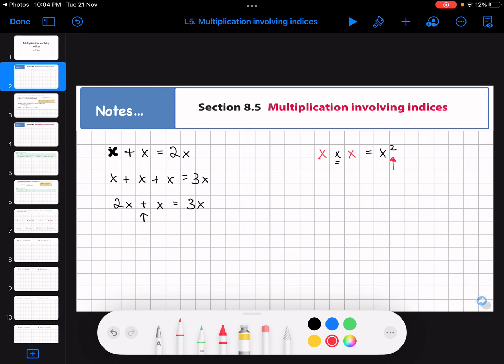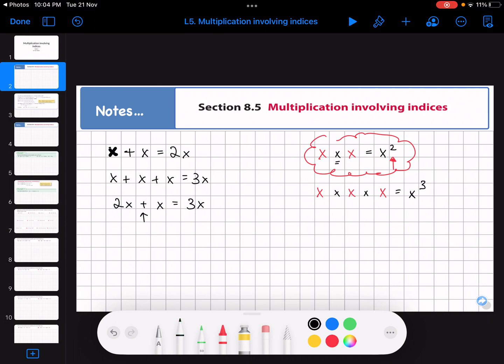If we have x multiplied by another x multiplied by another x, we will get x cubed. So we have 3 x's multiplying by it. So that's one of the first rules that we should know. x multiplied by x will give us x squared.